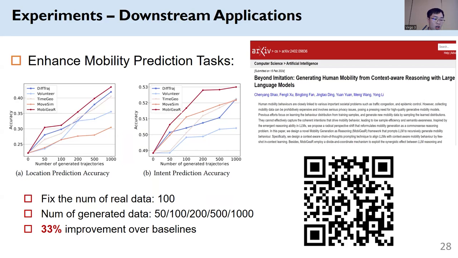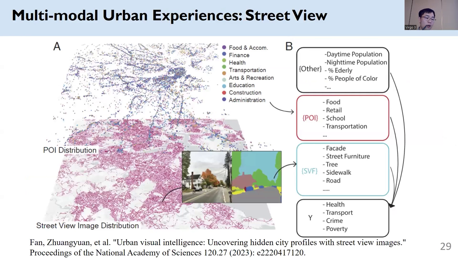And then we're also trying to evaluate the downstream applications when we have this kind of generation models. We show that this generated data can be used to improve the mobility prediction task by a lot. So we have a preprint paper about this work. You can access it from this QR code. We call it Beyond Imitation. It means we are no longer using fitting and sample generation schemes. It's a reasoning scheme, like mobility generation as reasoning. Okay, that's the first challenge we're trying to address.